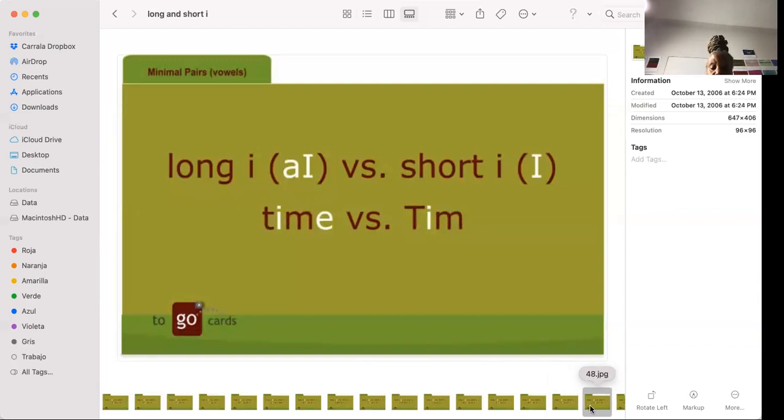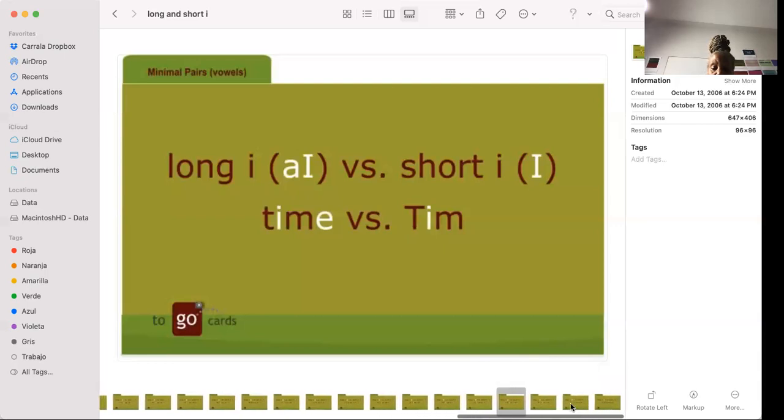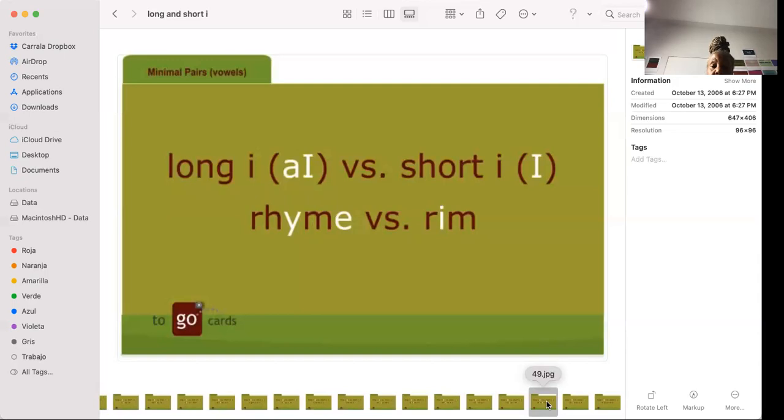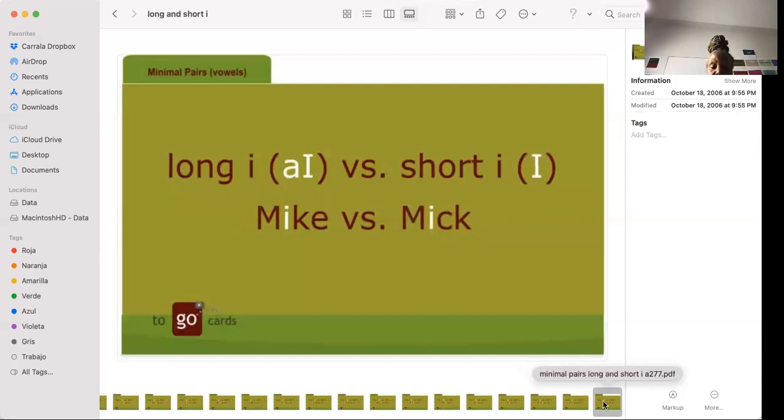Time, ten. Rhyme. Notice this rhyme is R-H, where the other rhyme was R-I-N-E. Rhyme, rim. Mics, mix. The X takes on more of an S sound to mix something. And we're right back where we started, mic, mic.